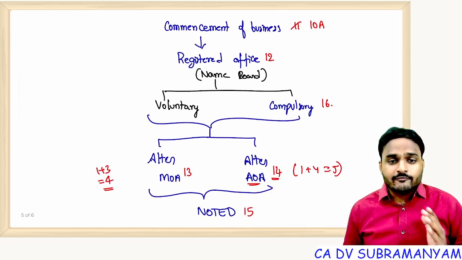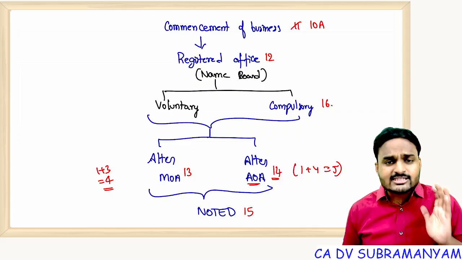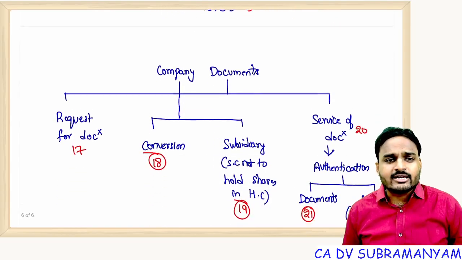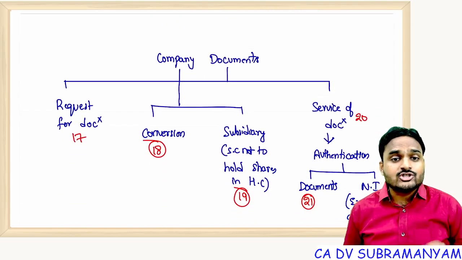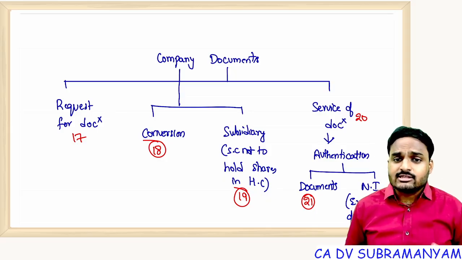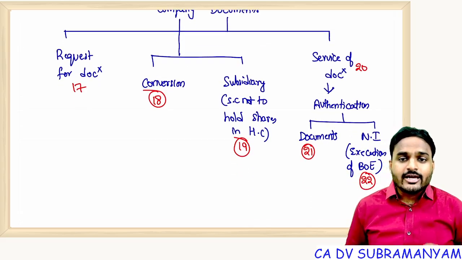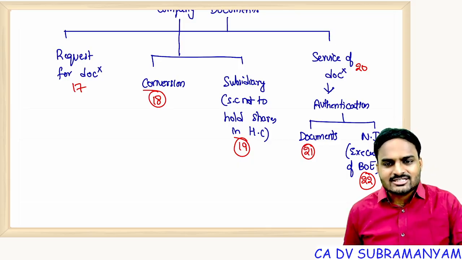14. Alteration of AOA. 15. Alteration to be noted. 16. Rectification of name or compulsory change of name. 17. Request for documents. 18. Conversion of companies. 19. Subsidiary not to hold shares in holding. 20. Service of documents. 21. Authentication of documents. 22. Execution of bills of exchange.